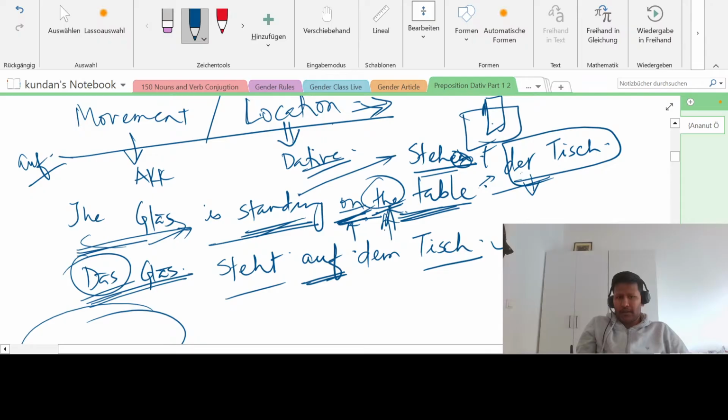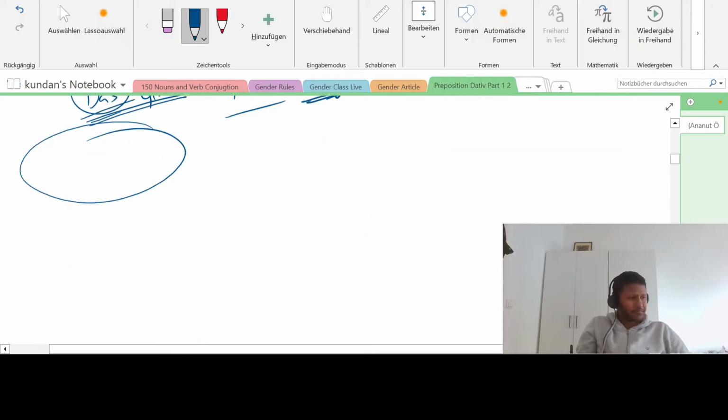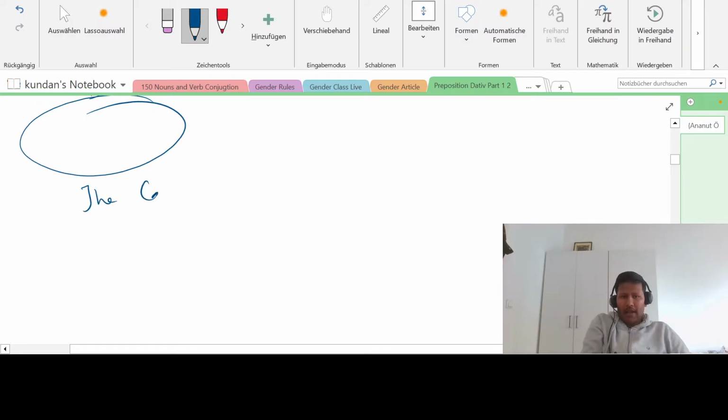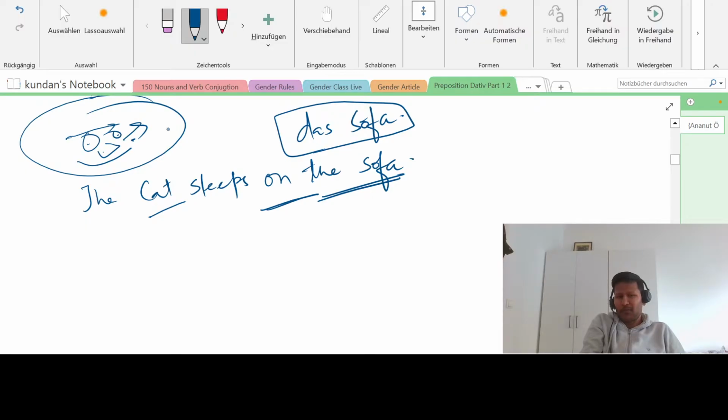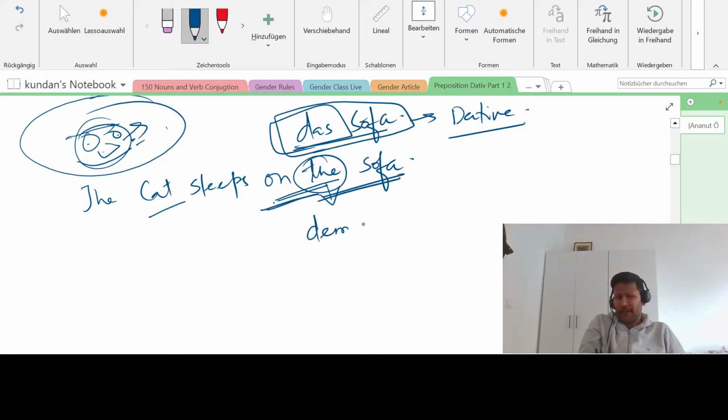Now let us take another example. I'm saying the cat sleeps on the sofa. This is das Sofa, in nominative. But in this case, where is the location of the cat? This is the sofa and the cat is sleeping here. It is not moving, so there's no place movement. It is just the location of the cat. So whenever it is location, this becomes dative. So this article will be in dative. So das Sofa, you have to change to dative case, the rest will be same. And das will become what? Dem. Right?